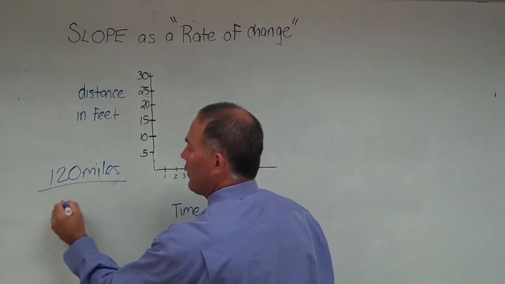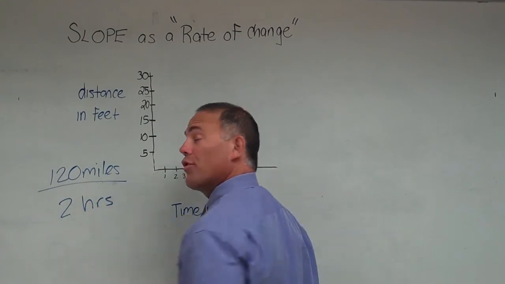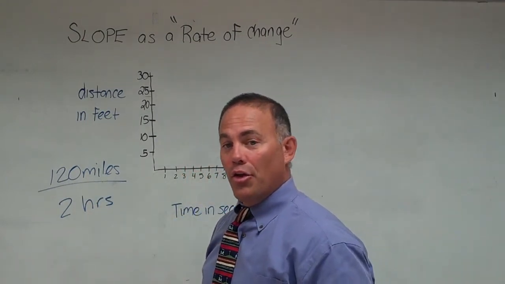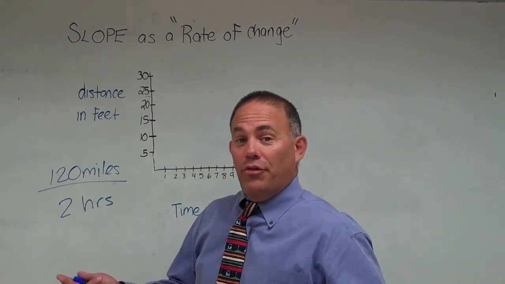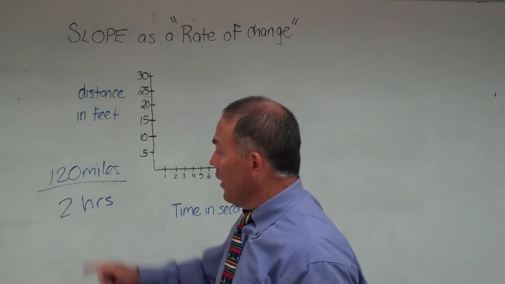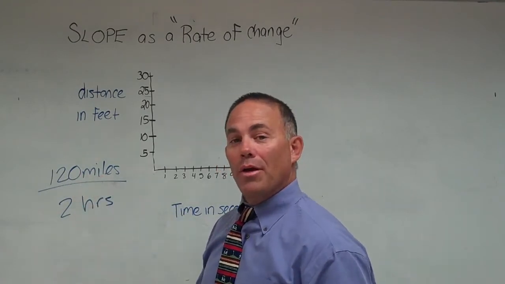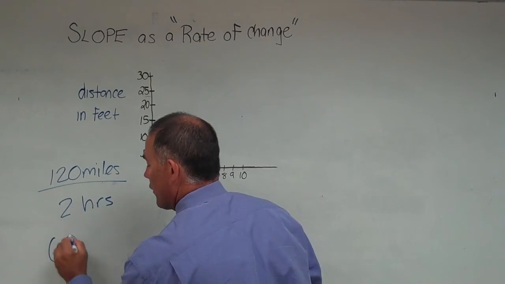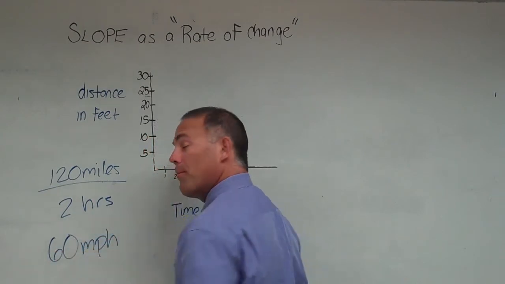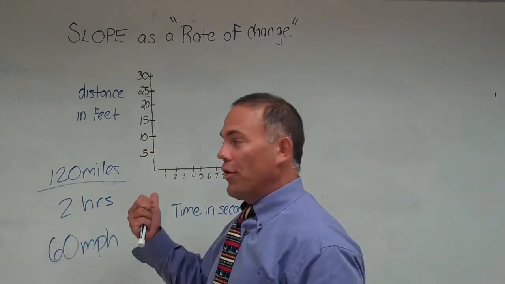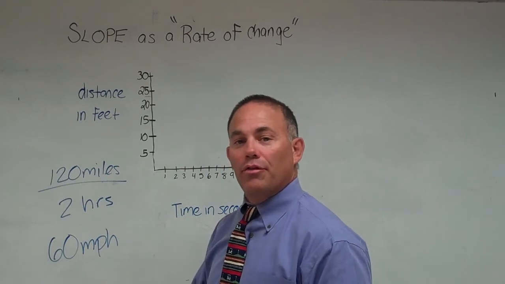120 miles and it took you 2 hours to do that. You've often thought of this as speed, which is the same thing as rate of change. In this case, 120 miles divided by 2 hours, you traveled at 60 miles per hour. I'm going to do a visual up here, geometric example, and let you see how it looks.